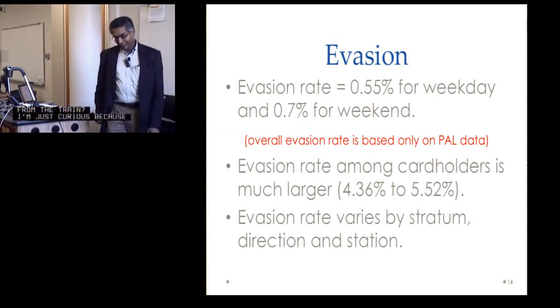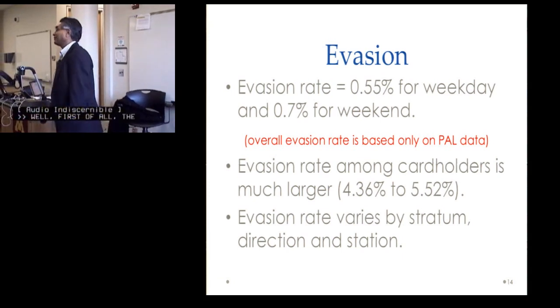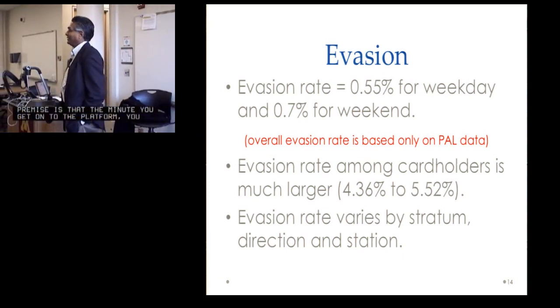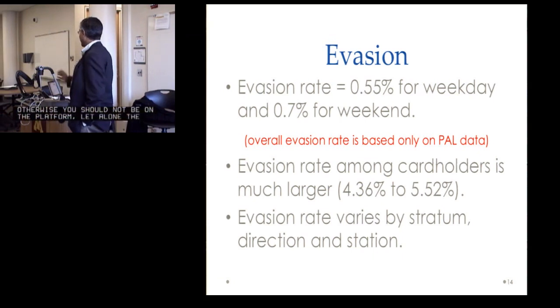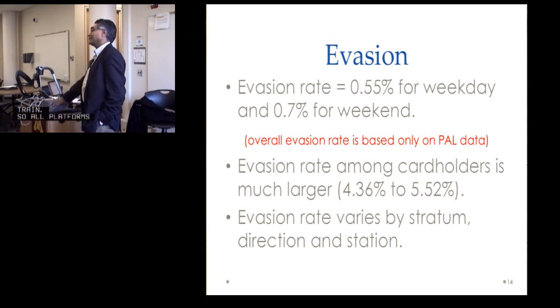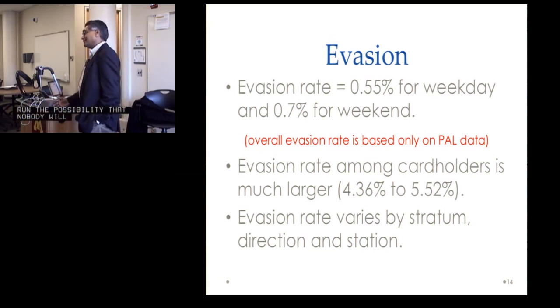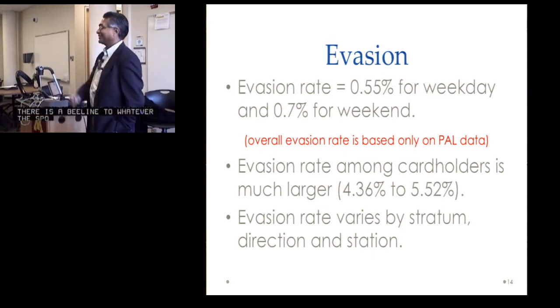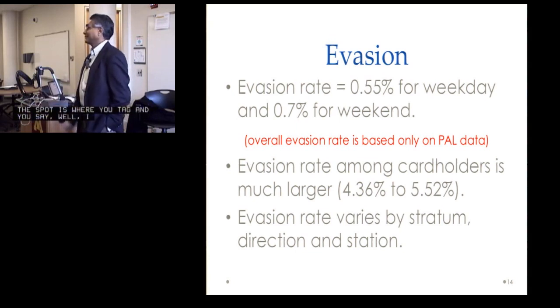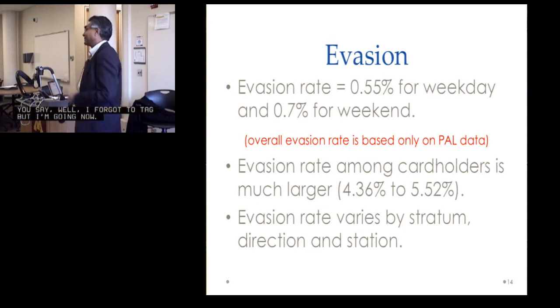Well, first of all, the premise is that the minute you get onto the platform, you should have proof of purchase of fare. Otherwise, you should not be on the platform, let alone the train. So all platforms are paid fare areas or zones. Now, yes, you could think about allowing people to tag in the train, but then you also run the possibility that nobody will tag. They'll just get on the train, and the minute they see the policeman, there's a beeline to wherever the spot is where you tag, and you say, "Well, I forgot to tag, but I'm going now." So I think that's a slippery slope.